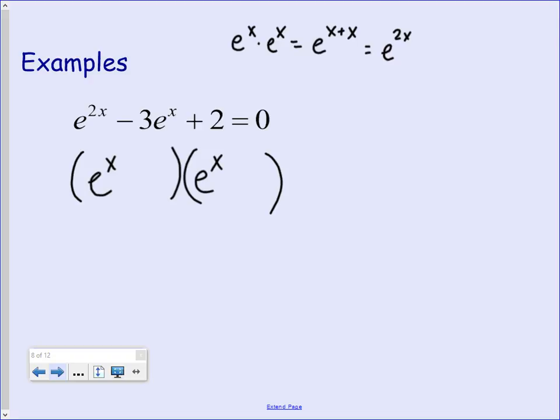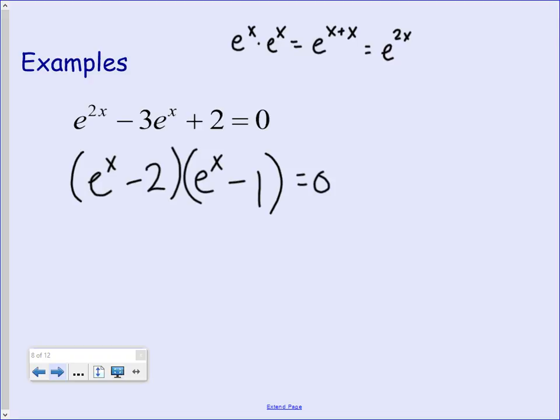Do you have factors of positive 2 that add to make negative 3? Negative 2 and negative 1. And you could do a quick 10-second check of your factoring. e to the x times e to the x is e to the 2x. A negative 2 times a negative 1 will give me positive 2. And then my outside terms would be negative e to the x. My inside term would be negative 2 e to the x, which will add to make my middle term negative 3 e to the x.